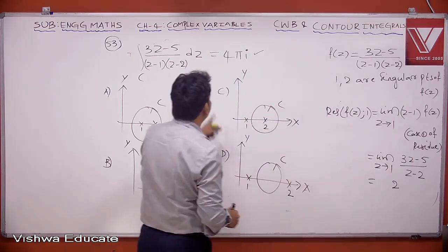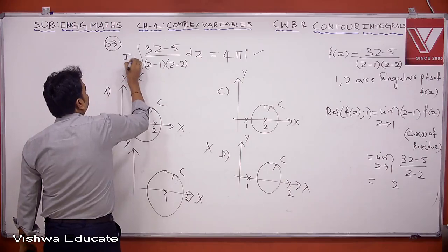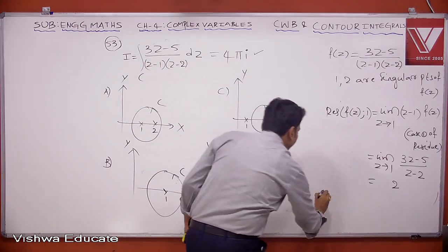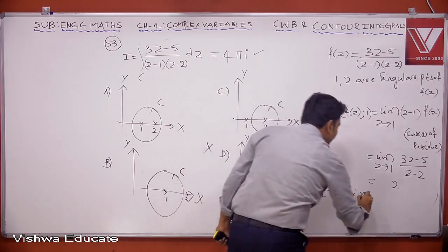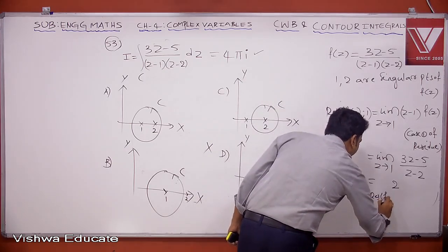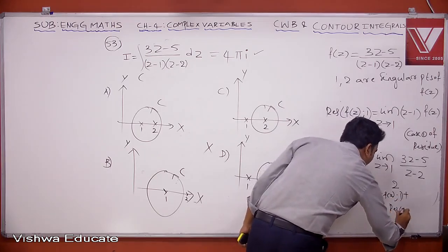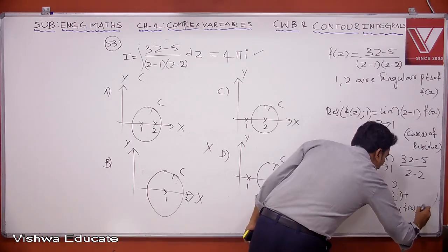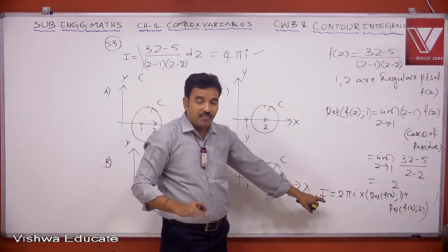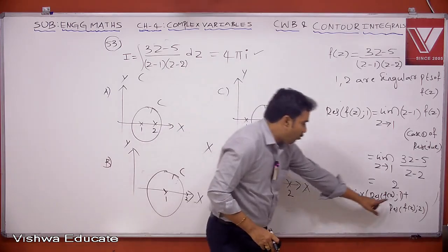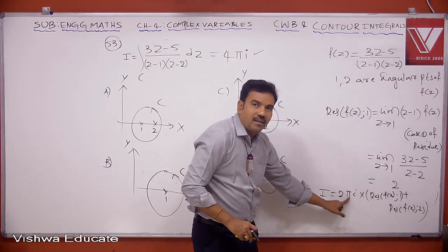But according to Cauchy's integral formula, this integral, let us call it I, must be equal to 2 pi i into the residue. So this is basically the residue of f of z at 1 plus the residue of f of z at 2, if both belong to this circle. Actually this may not be right, I am writing just for formality. But only this residue of f of z at 1 is giving 2. 2 times 2 pi i is 4 pi i.